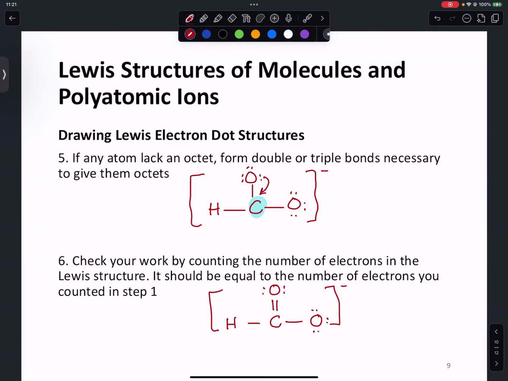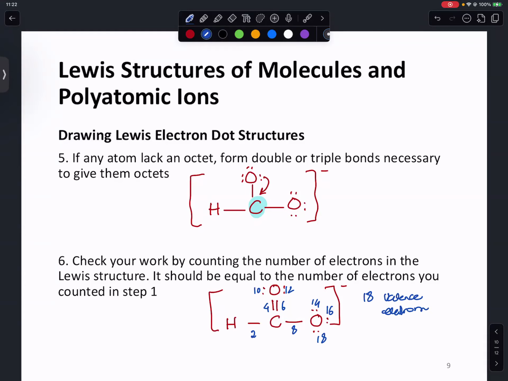the polyatomic ion. Okay, now after you're done, you need to double check if you have the same number of valence electrons that you started with. So let's count them. So we hypothetically now should get 18 valence electrons. So I have here 2, 4, 6, 8, 10, 12, 14, 16, and then 18. So yes, I have 18 valence electrons. And this is an amazing way to see if you have drawn the Lewis structure correctly or not.